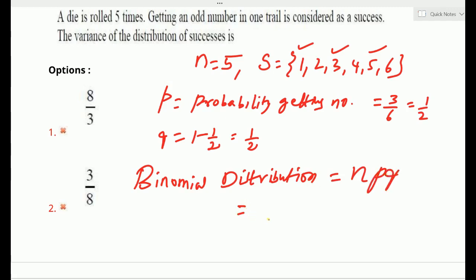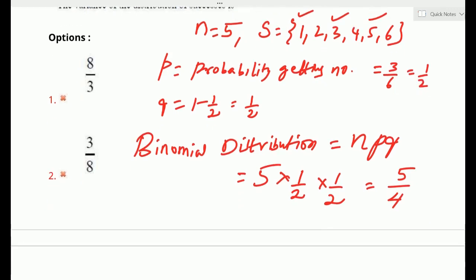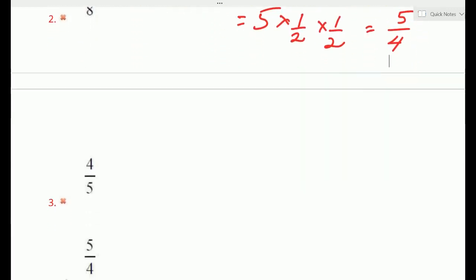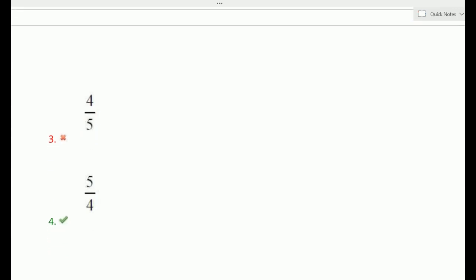N is given already as 5, P is 1 by 2, and Q is also 1 by 2. So 5 by 2 into 2, that is 5 by 4. This is our required result. What is the correct option? It's not there in the first 2 options. We can look at the next 2 options. Yes, it is clearly given as the fourth option, 5 by 4.